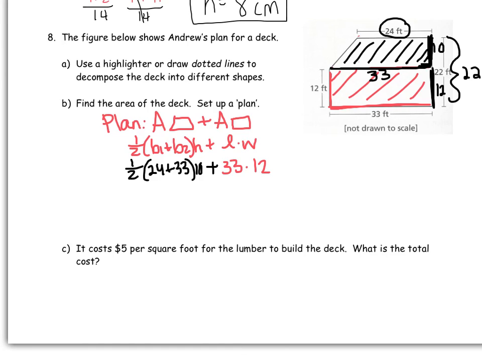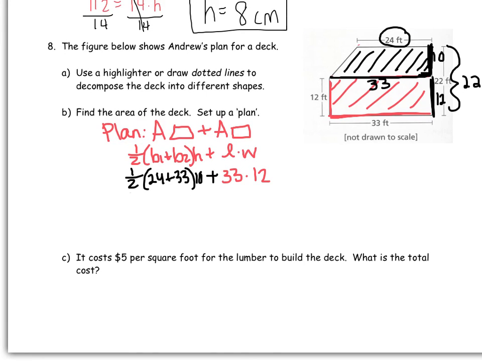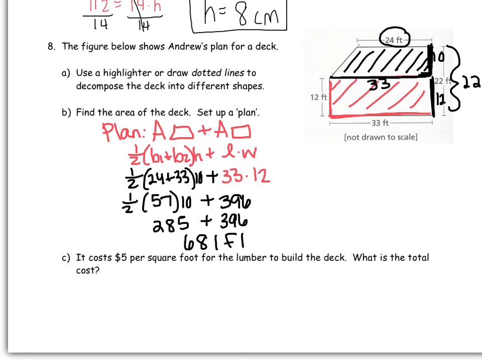And now we can put everything together. So we can do 1/2 times 57 times 10, which gives us 285, plus 33 times 12, which is 396. And when I add these two together, our total area would be 681 square feet, or feet squared. So that would be the area of the entire deck.